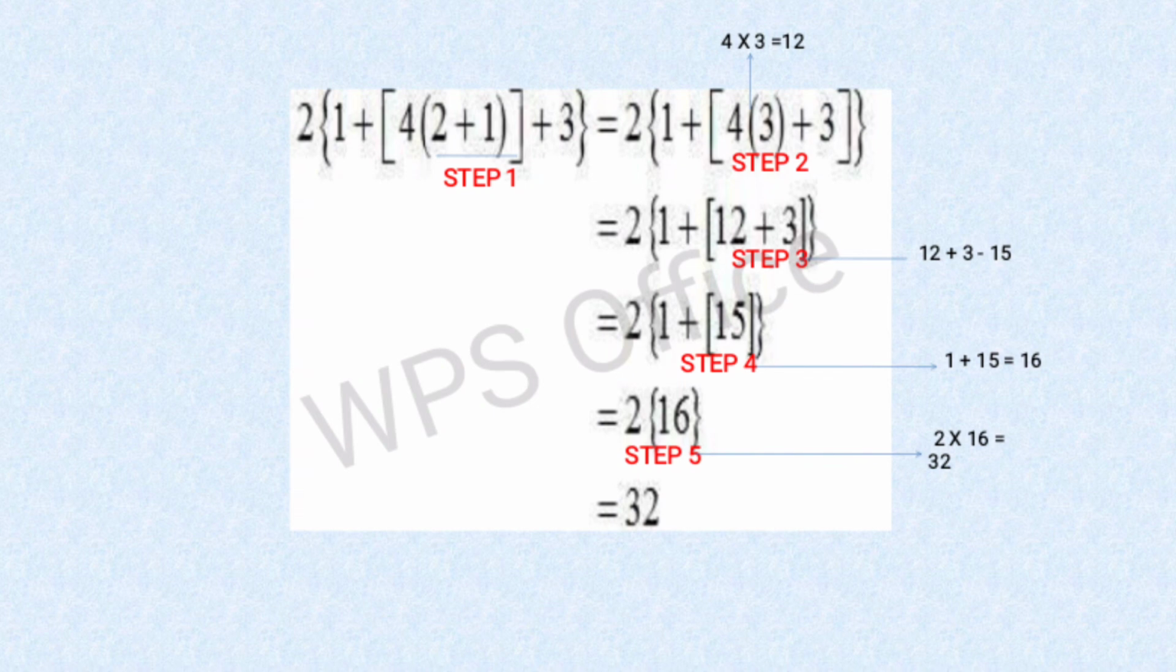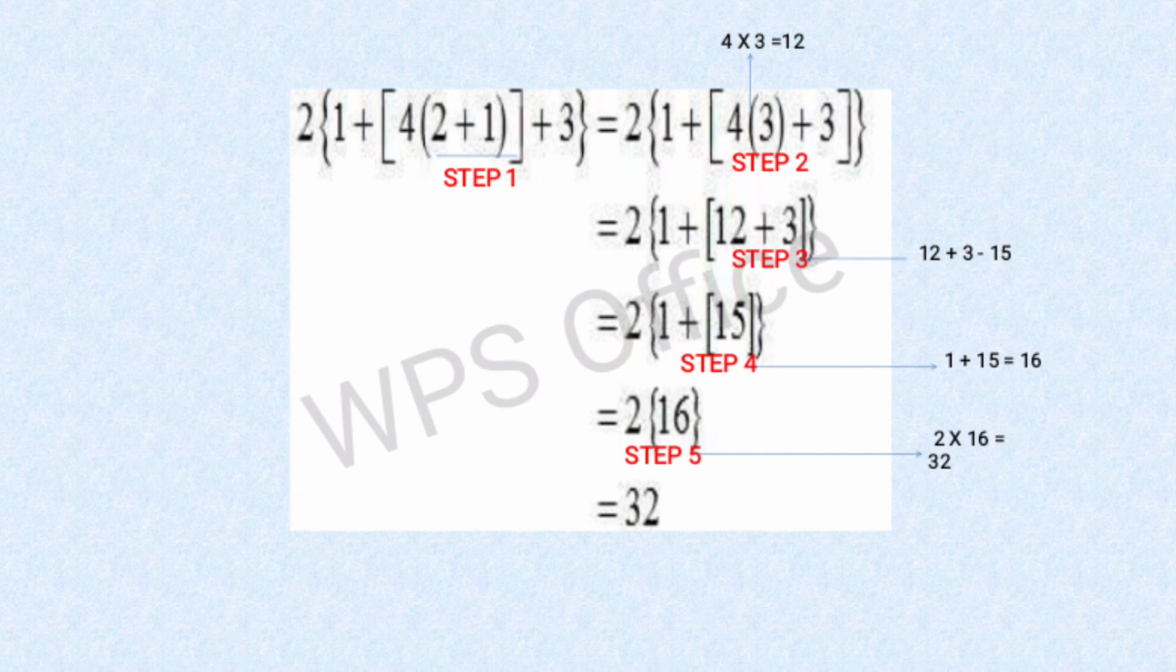So how will we solve this question? First, we will solve the curved bracket, that is 2 plus 1. So the answer will be 3. And the bracket symbol means multiply. So in the next term, we will multiply 4 into 3. 4 threes are 12. So 2 curly bracket 1 plus 12 plus 3. In the next step, we will solve the square brackets. So 12 plus 3 is equal to 15.